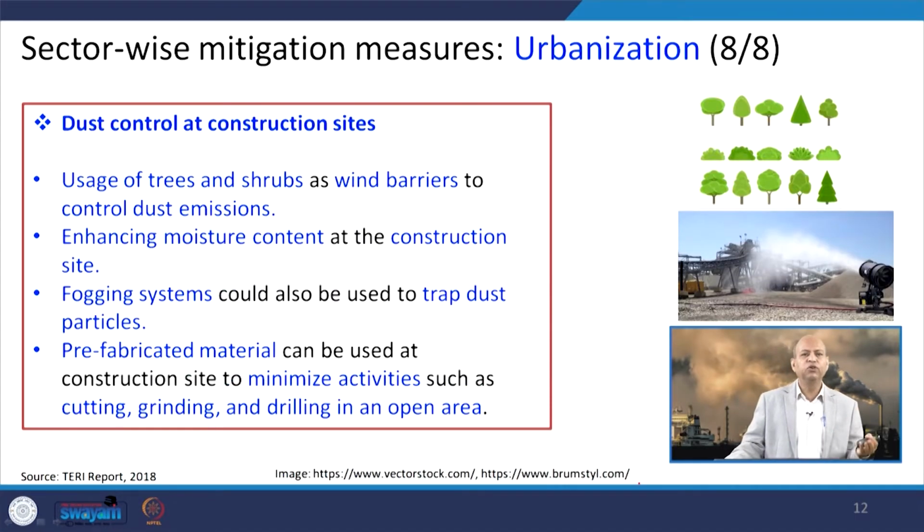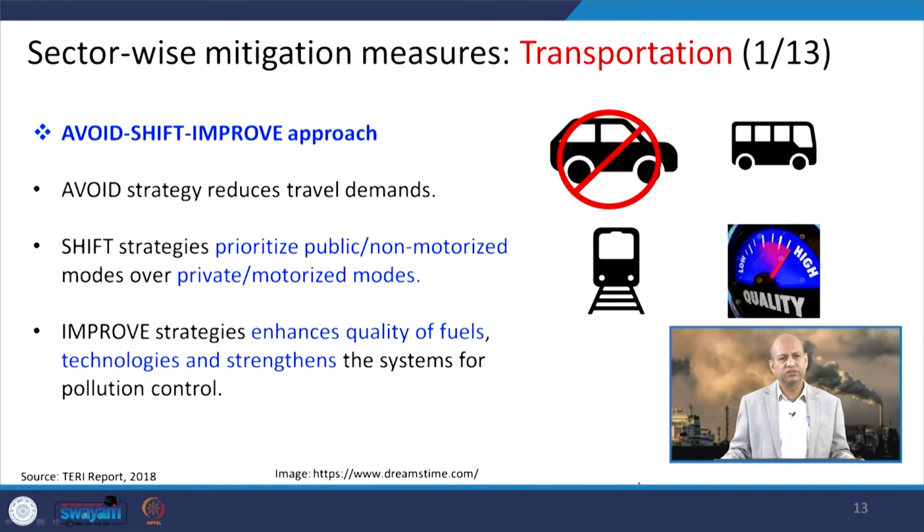Then another way of controlling the dust from these construction sites could be using trees or shrubs or wind barriers to control the dust emissions here and there, and a fogging system is also sometimes used for trapping the dust particles. Then there is also one possibility: if we use prefabricated material rather than constructing in situ, then also we can avoid a lot of dust emissions.